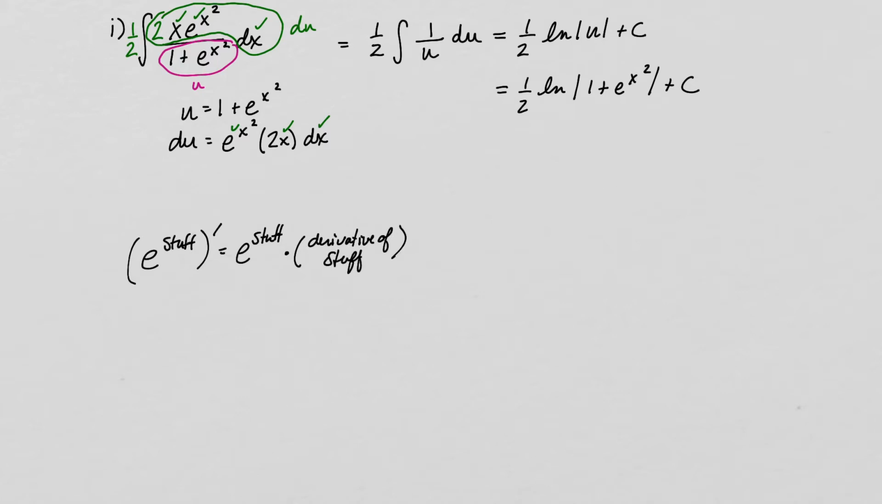So I have e to the bunch of stuff, so e to the x squared, times the derivative of the stuff. And so the derivative of x squared is 2x. And then I have that dx part. Does that help? Great. Other questions? No problem.